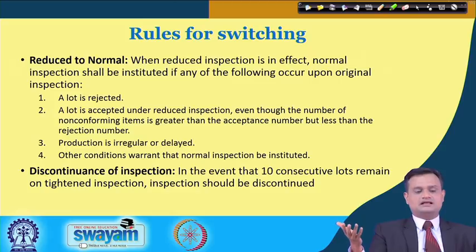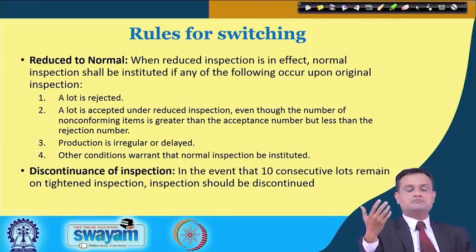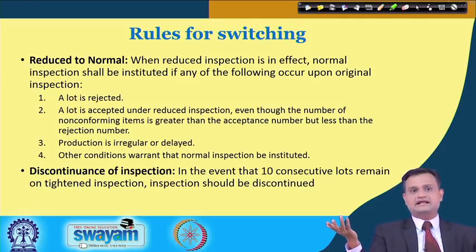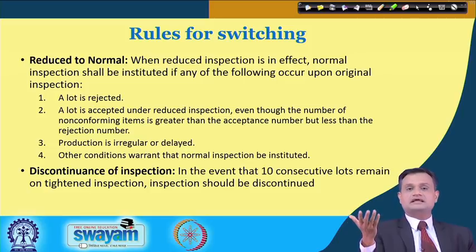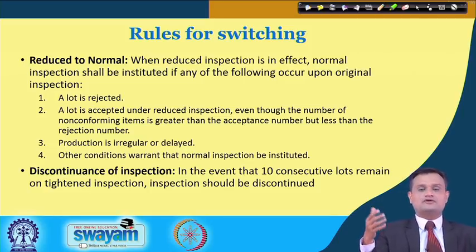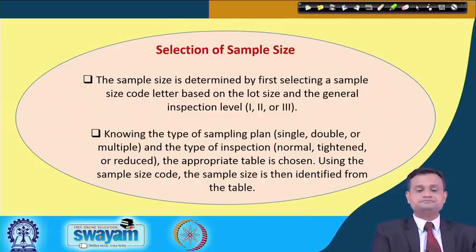Reduced to normal: a lot is rejected, a lot is accepted under reduced inspection even though the number of non-conforming items is greater than the acceptable number, production is irregular or delayed. Then discontinuation of the inspection: in the event 10 consecutive lots remain in the tightened inspection zone, it means the quality is really a problem.